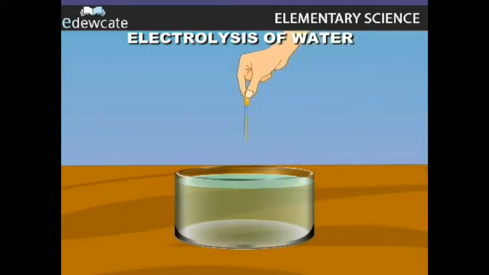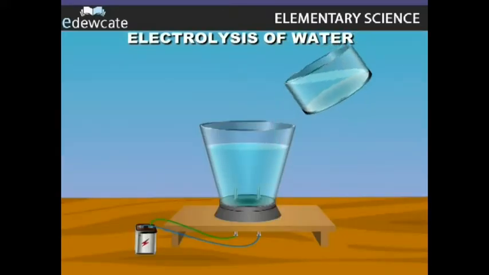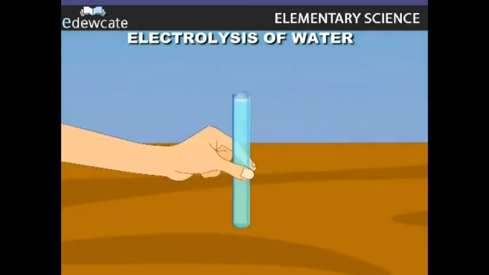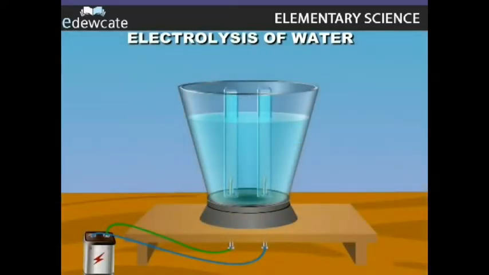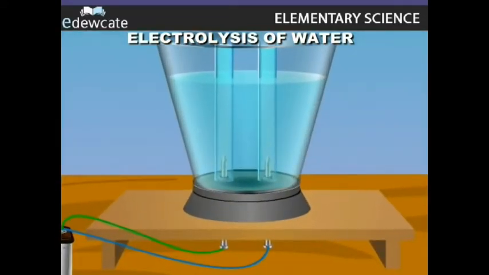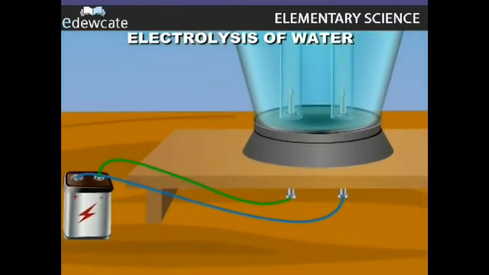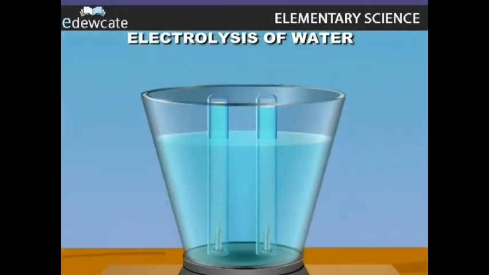Pour a small quantity of acid in water. Fill the water in the apparatus as shown in the figure. Pour the solution in 2 test tubes. Invert the test tubes over the iron nails. These iron nails act as electrodes. Connect the outer electrodes to the battery, that is, the negative and positive poles. You can see the gases are produced in the 2 test tubes.